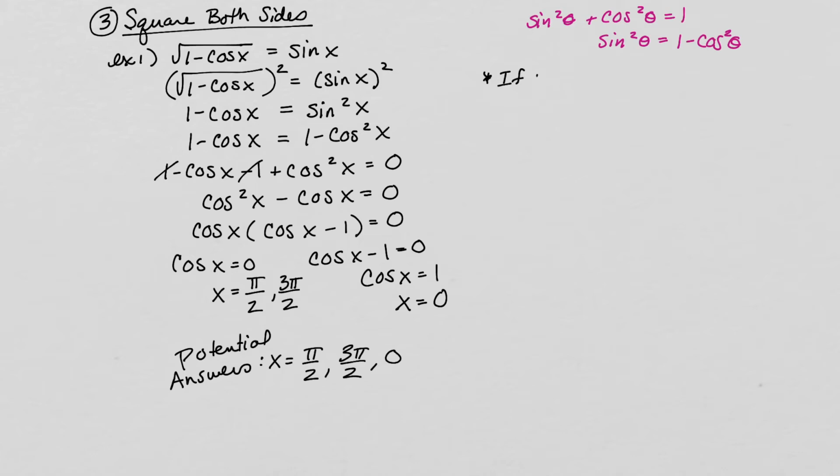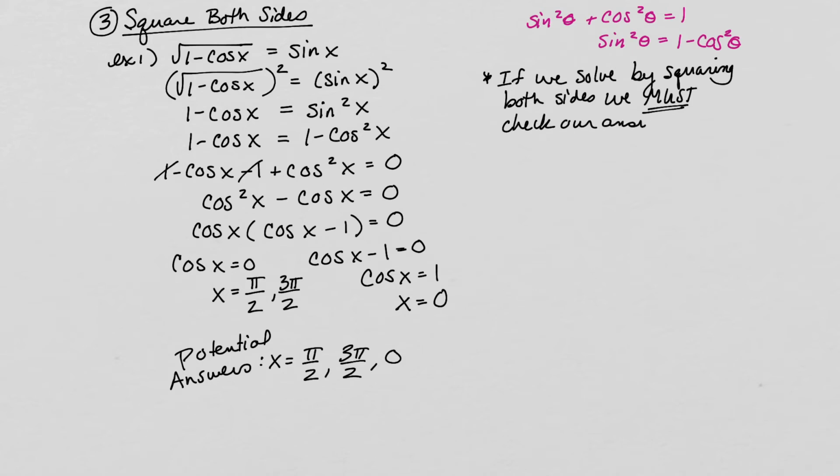So if we solve by squaring both sides, we must check our answers. So we're going to check them back in the original equation. So if we look at x equals pi over 2, we're going to want to figure out, is 1 minus the cosine of pi over 2 actually equal to the sine of pi over 2? So what's the cosine of pi over 2? 0, right? So we want to know is the square root of 1 minus 0 actually equal to the sine of pi over 2? Yeah, 1. So is the square root of 1 minus 0 equal to 1?